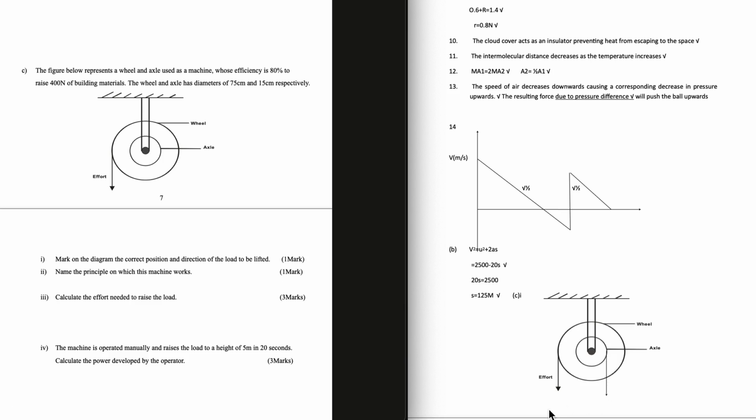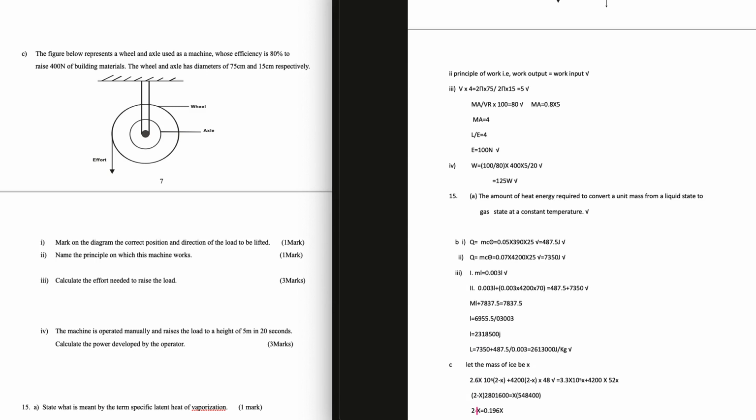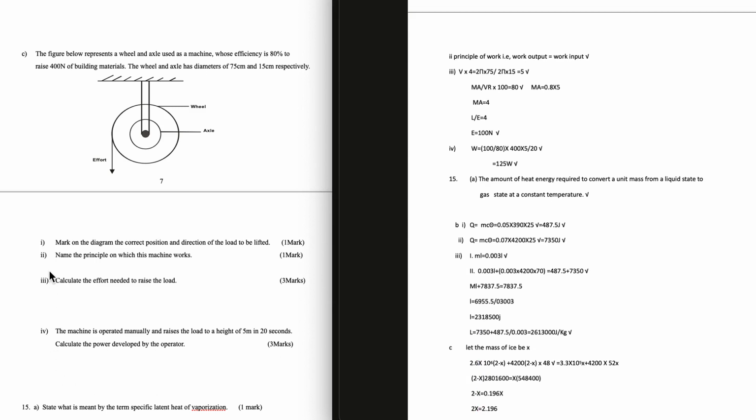This is it. Roman 2. Name the principle on which this machine works. It's the principle of work. That is, work output is equal to work input.